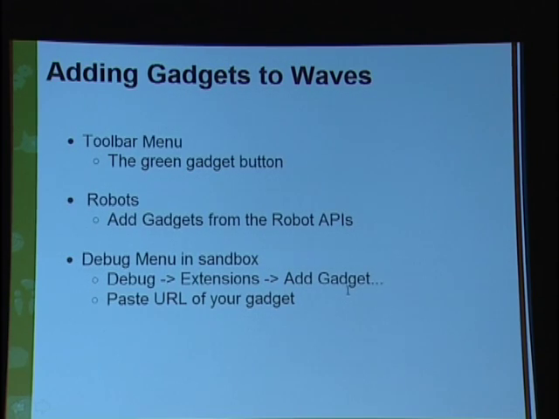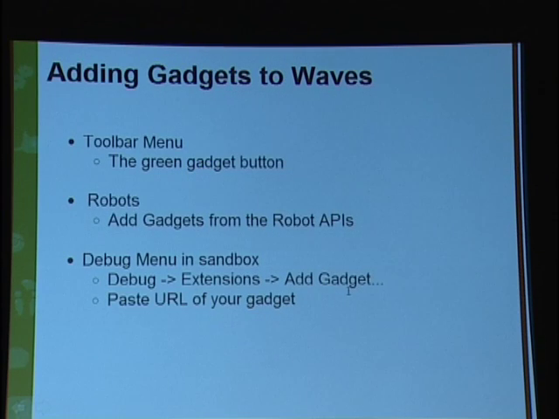So to add gadgets to the wave, you can use the toolbar menu, the green gadget button. You can use robots that can automatically insert the gadgets. And in the sandbox, as a developer, you can use the debug menu to add gadgets.